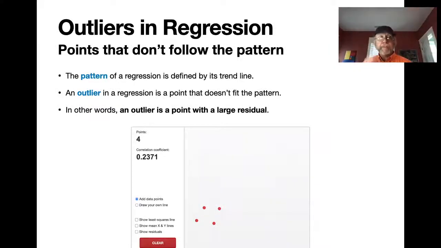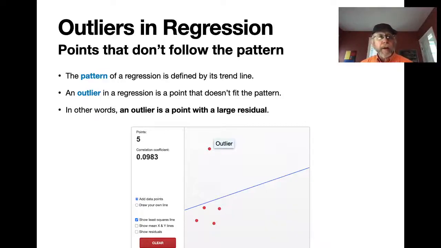So the idea of an outlier is that it's a data value that doesn't follow the pattern. In a regression, the pattern is essentially defined by the trend line, right? And so an outlier in a regression is a data point that doesn't get in line, right? That would be an example of an outlier.